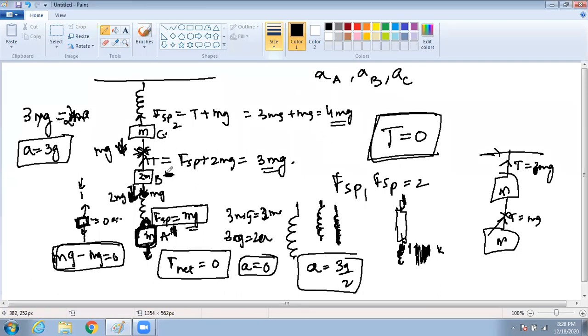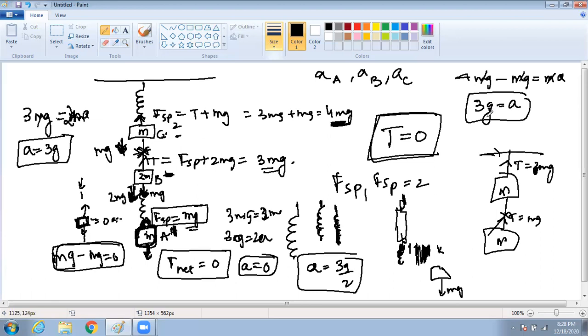So what about this one? Who will tell this one? What is the net downward force? mg. Spring force is there, how much? 4mg. So 4mg net force is upward. So 3mg is equal to how much? ma. m gets cancelled. So 3g is equal to a. So how much is a? 3g. Understood.